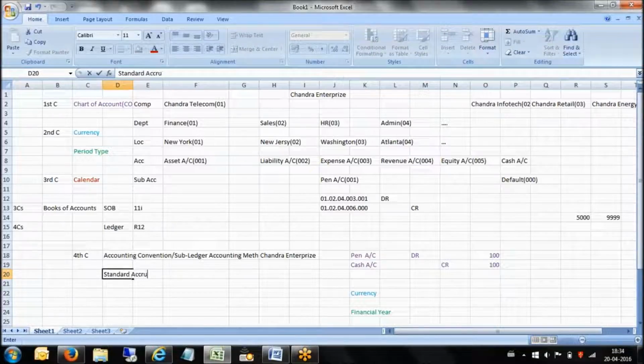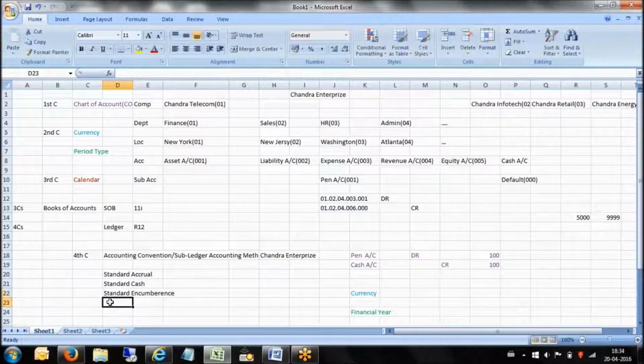standard accrual, standard cash, and standard encumbrance. This is rarely used by businesses. This is the simple traditional way of doing business, and nowadays most of the businesses run on this one, standard accrual.